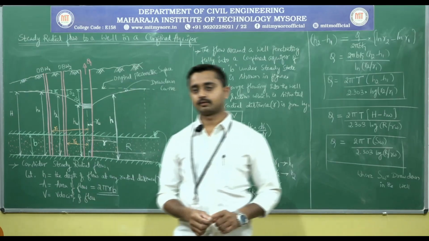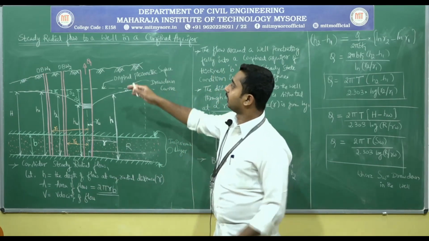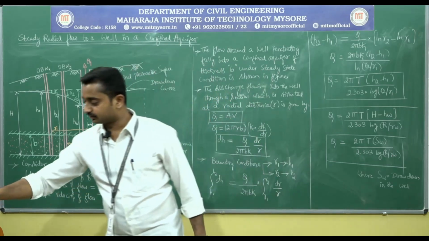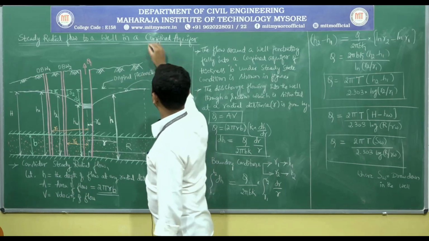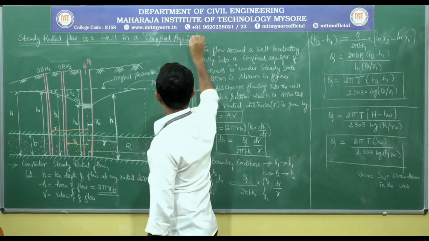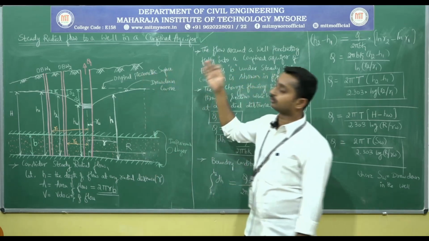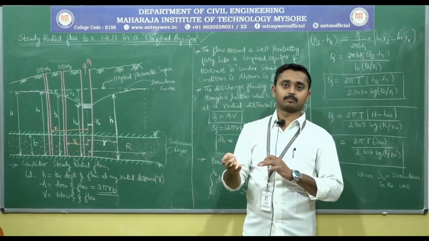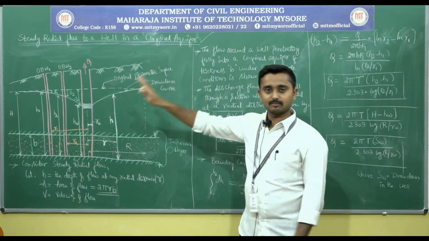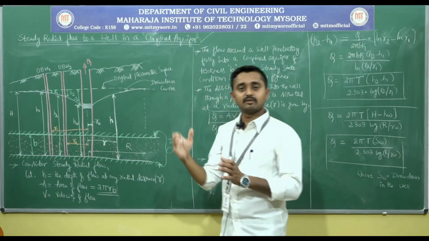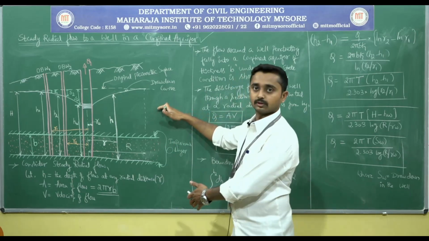Yes, next derivation: steady radial flow to a well in a confined aquifer. The previous one was steady radial flow to a well in an unconfined aquifer. Now the same procedure for a confined aquifer. The previous diagram also looks like this.